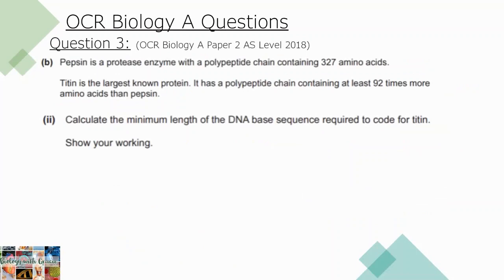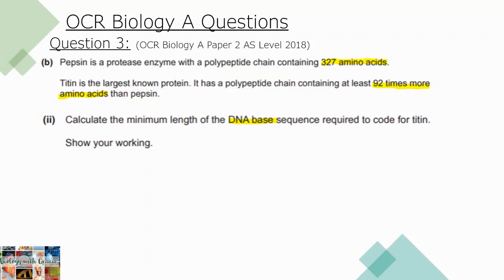Question 3. Now this is part 2 of the previous question, and it is to calculate the minimum length of the DNA base sequence required to code for titin. So we have got some key information in the question we want to highlight. So we've got that pepsin has 327 amino acids, and that titin has at least 92 times more amino acids. 92 times more amino acids. And then it's asked us to calculate the minimum length of the DNA base sequence. So we know that for each amino acid, 3 bases code for it.